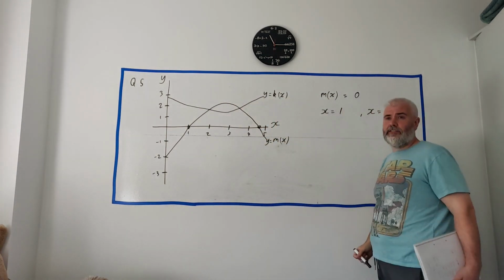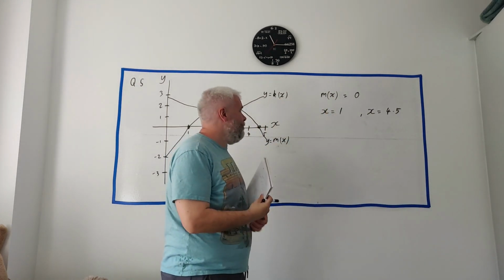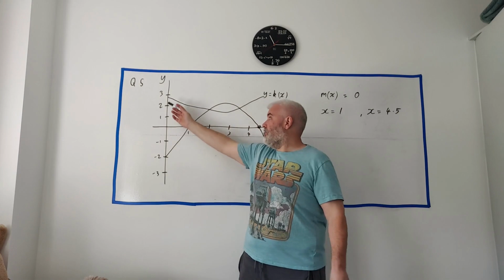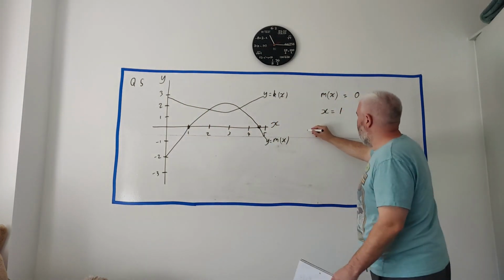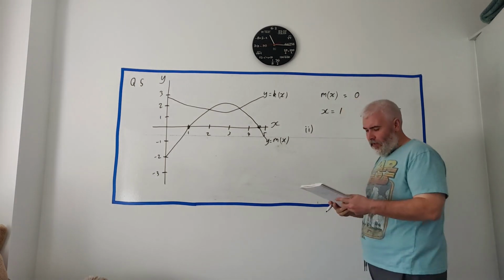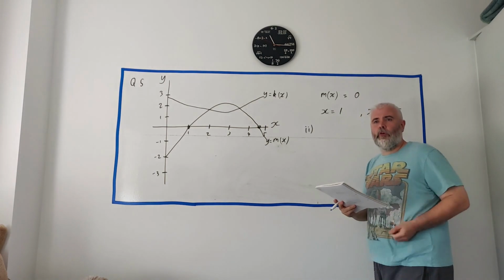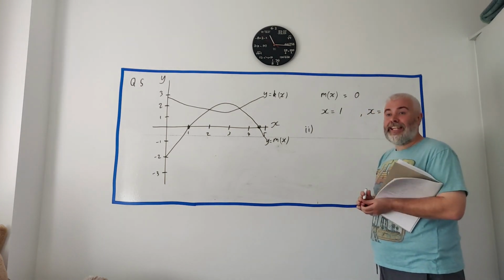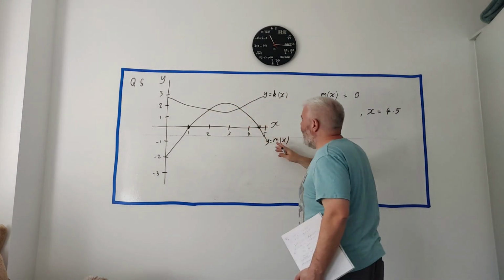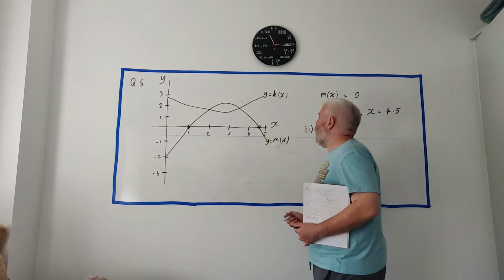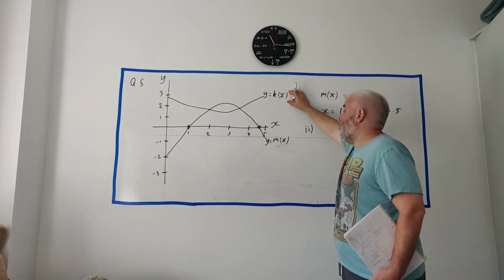And they will ask that sort of question in certain years. It might say f(x) is equal to 7. You'll have to go to an axis of 7 and go across. All right, part 2, I'll do it down here because I need the same graph. They say, find the values of x for which k(x) is less than m(x). k(x) is the top one, m(x) is the bottom one. So this should be quite simple, hopefully. When is k(x) less than m(x)?